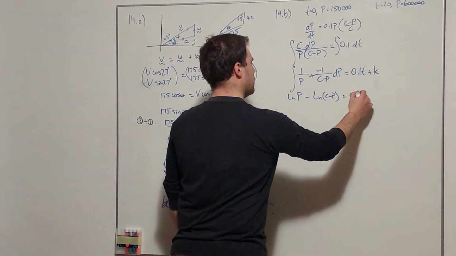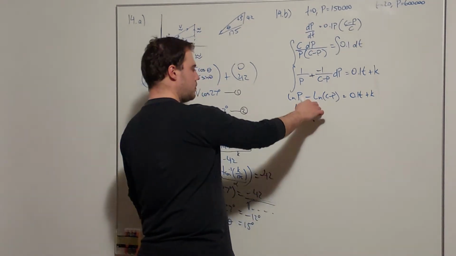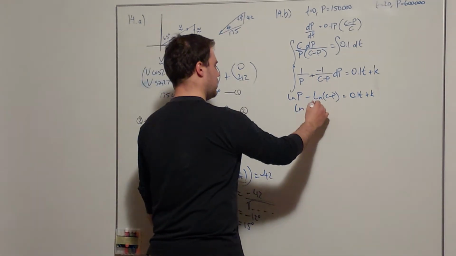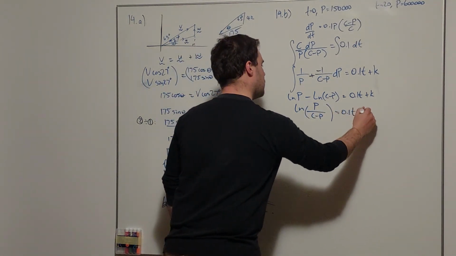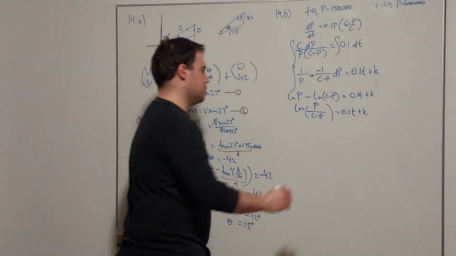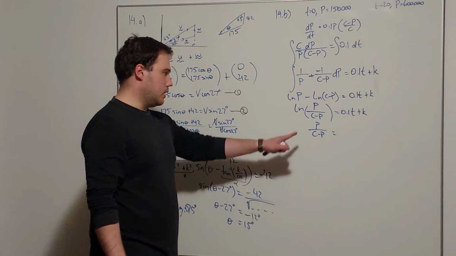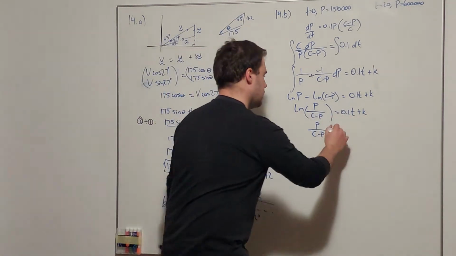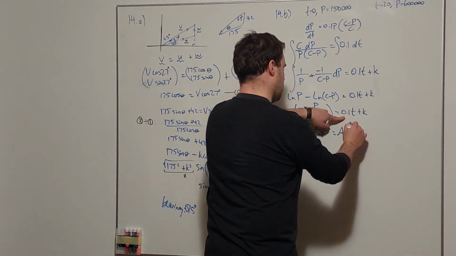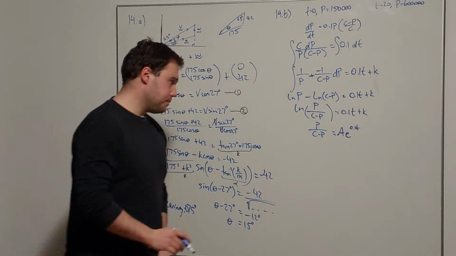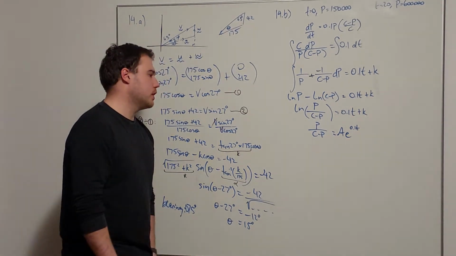Equals, nothing to touch here yet. Natural log of, using log laws, minus means we can divide: P on C minus P. Okay, and then we can take exponentials of both sides. P on C minus P equals e to the k, which is going to be some constant, and then e to the 0.1t.